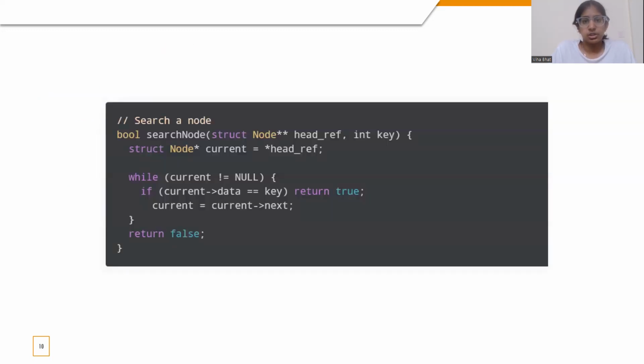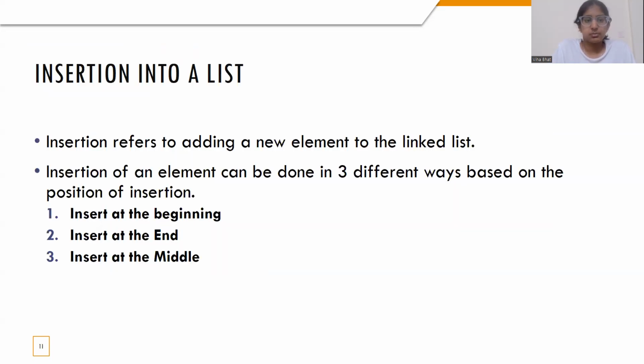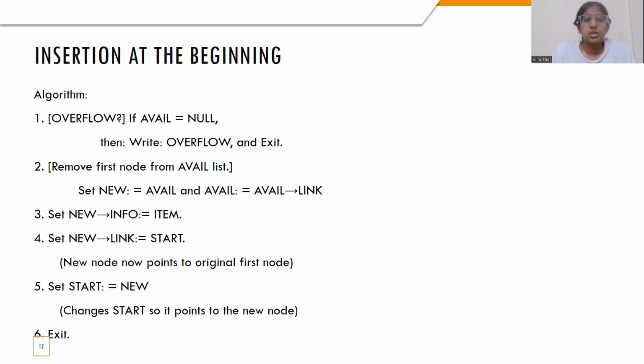Here's a code for searching for an element in a given linked list. Next is insertion into a list, where insertion basically refers to adding a new element to the linked list. This can be done in three ways: insertion at the beginning, insertion at the end, and insertion in between. So for insertion at the beginning, here's an algorithm.